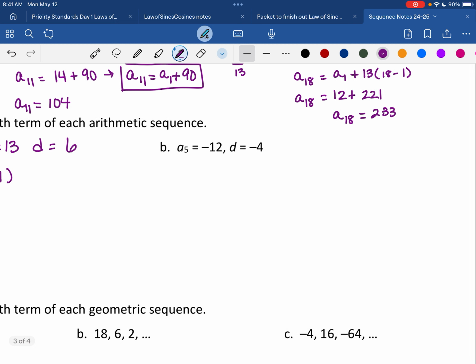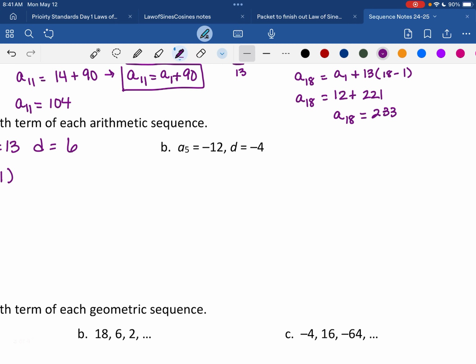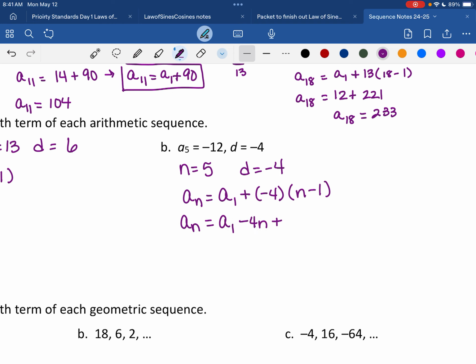This one's a little bit more tricky because you do not have A1. You have A sub 5, so we know that n equals 5. We know that d equals negative 4. And so in the formula, if we go a_n equals A1 plus negative 4 times n minus 1, we can get a generic form of the equation. So a_n equals A1 minus 4n plus 1.